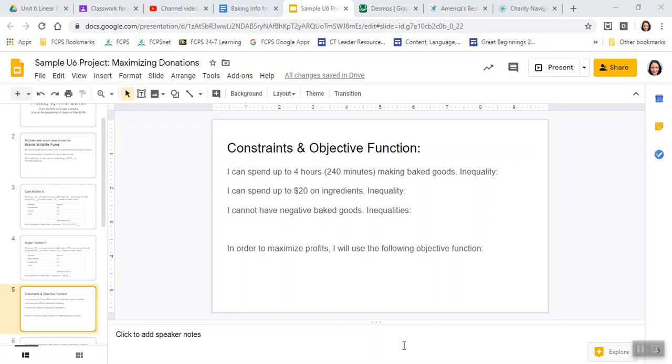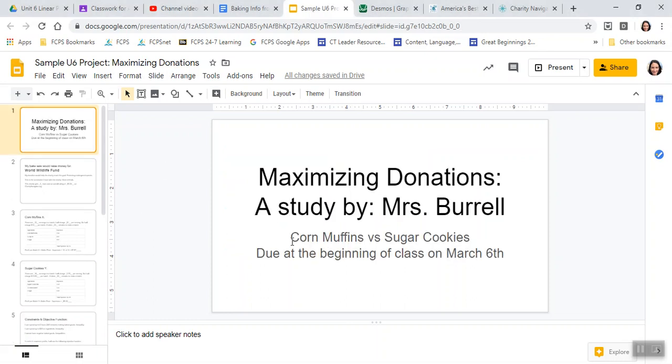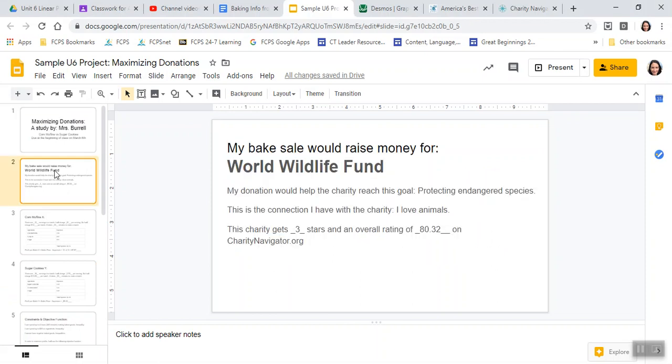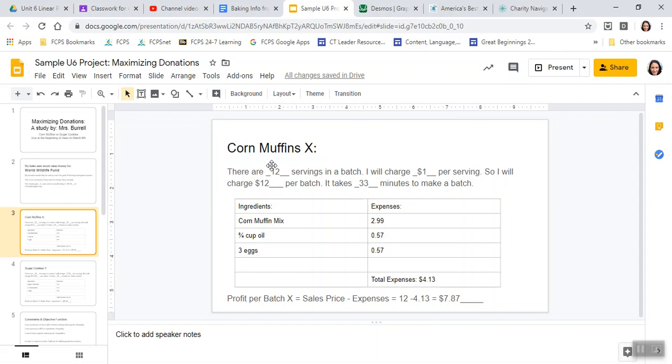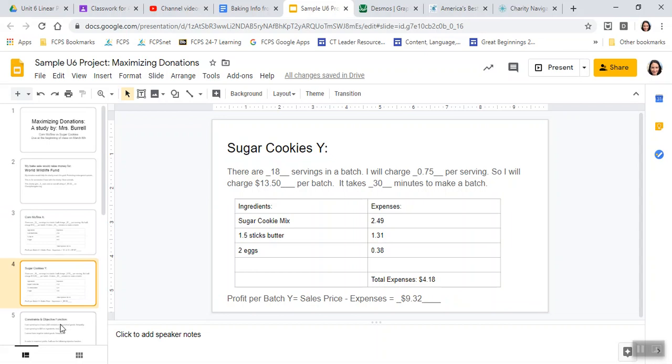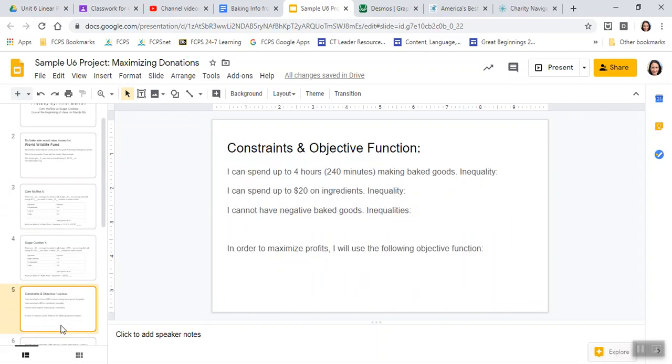AFDA students, we are working on your Unit 6 project, and we are now on slide 5 where we write the constraints and the objective function. Just to review what we've done so far, we chose 2 items to make for the bake sale. We chose a charity, and then we recorded the information to make the 2 items. In my case, I made corn muffins and sugar cookies. You will make 2 different items.